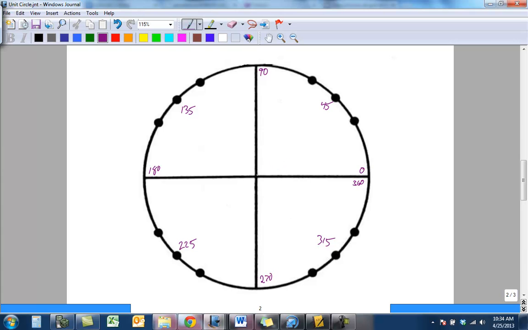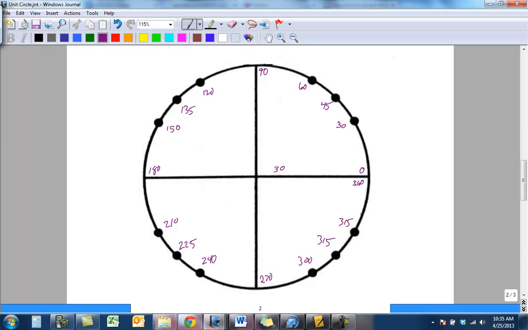Now this next one here is 30 degrees, right? So that means this is 30. So skip the middle dots, but we're going to count it off again by 30s. So 30, this is 60, 90, 120, 150, 180, 210, 240, 270, 300, and 330.